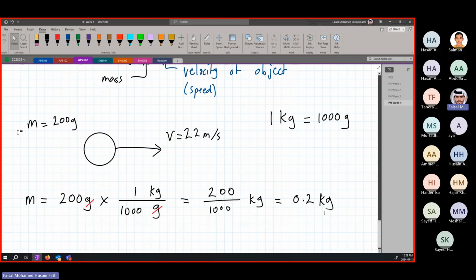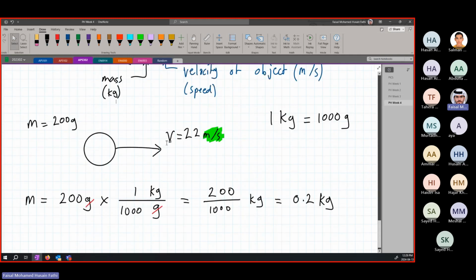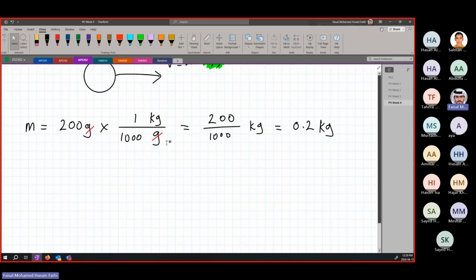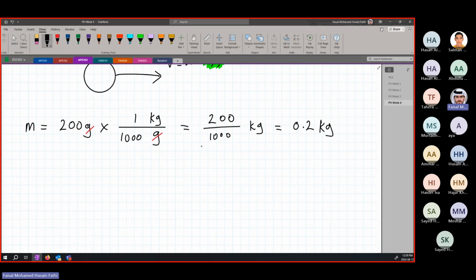Make sure that always your mass is in kilograms, and your velocity always has to be in meters per second. Again, the velocity of the object is in meters per second, and the mass has to always be in kilograms for you to get the unit of joules. Remember, energy is always going to be in joules. So this is it, half mv squared, and that's all we're going to have to apply here.